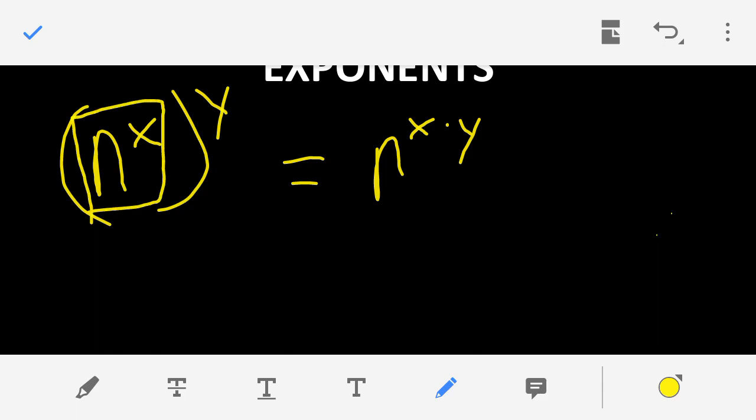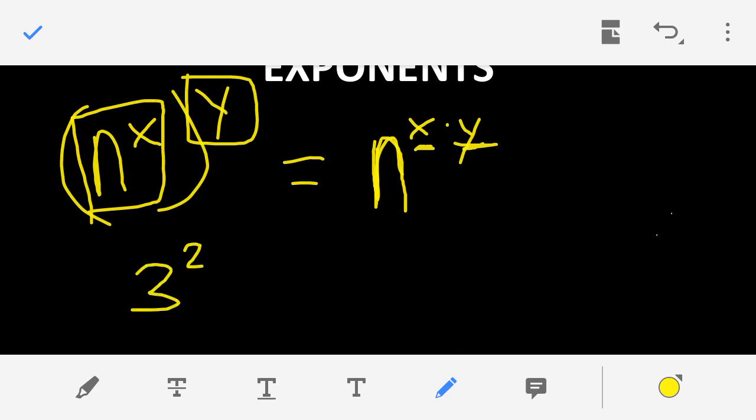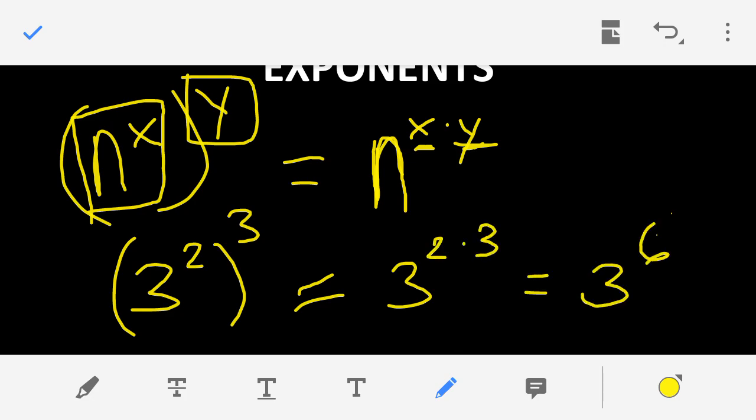Okay, so moving on to the next rule when it comes to exponents. If you have a number, say n raised to x, and you raise it again to another number, let's say y, then the answer is n raised to x times y. If you have a number already raised to an exponent, and you raise it again to another exponent, then the answer should be that base raised to the first exponent times the second exponent. So, for example, if you have 3 raised to 2, and we raise it to 3, then the answer here should be 3 raised to 2 times 3, which is 3 raised to 6.